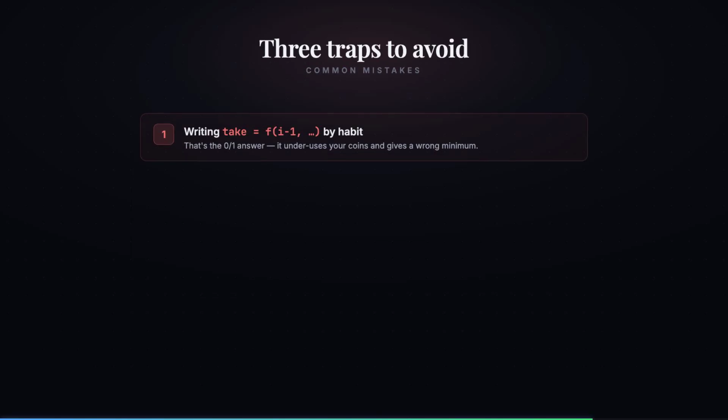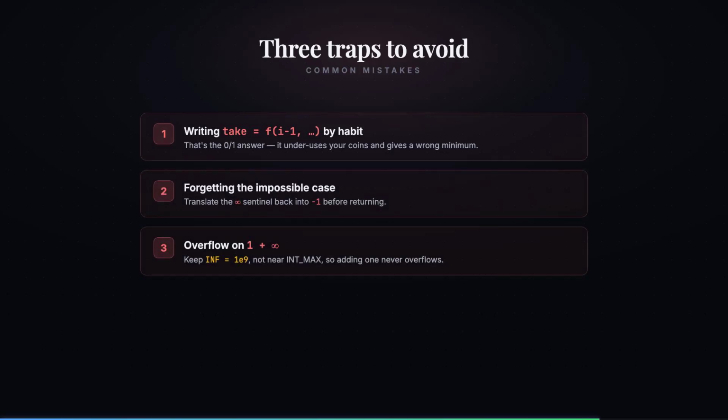3 traps to avoid. 1. Writing take as f of I minus 1 out of habit, that's the 0-1 answer, and it underuses your coins. 2. Forgetting to translate the infinity sentinel back into -1. 3. Keep infinity around 1 billion, so 1 plus infinity never overflows.